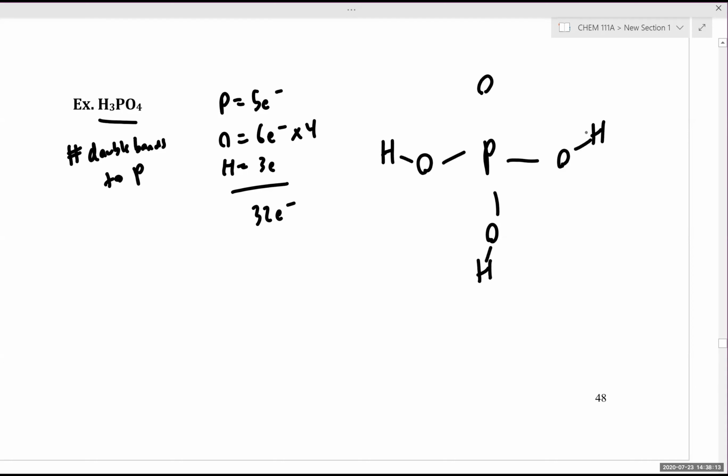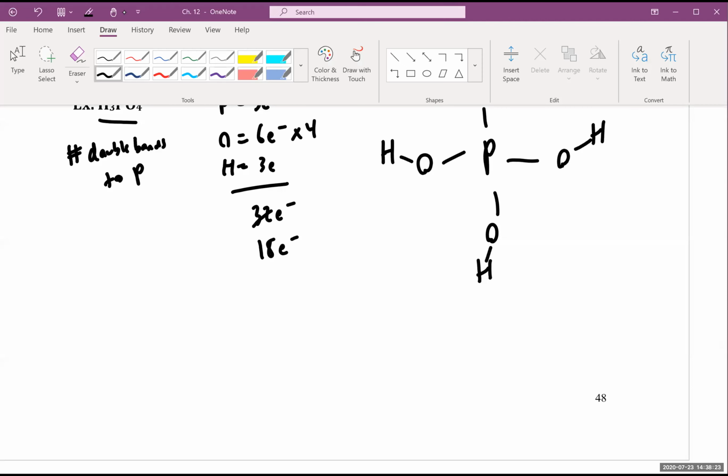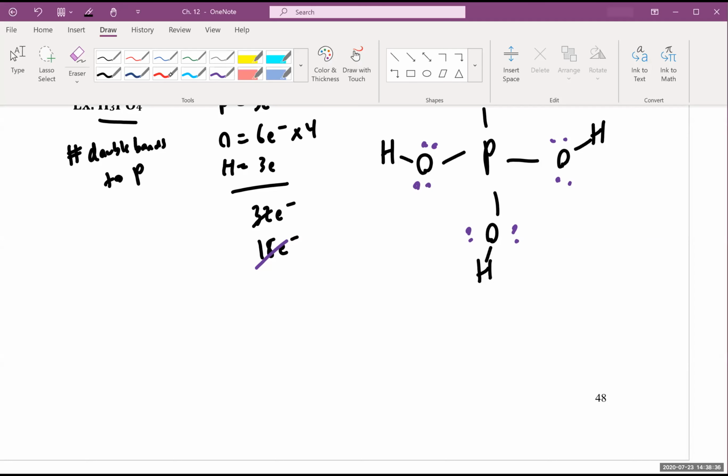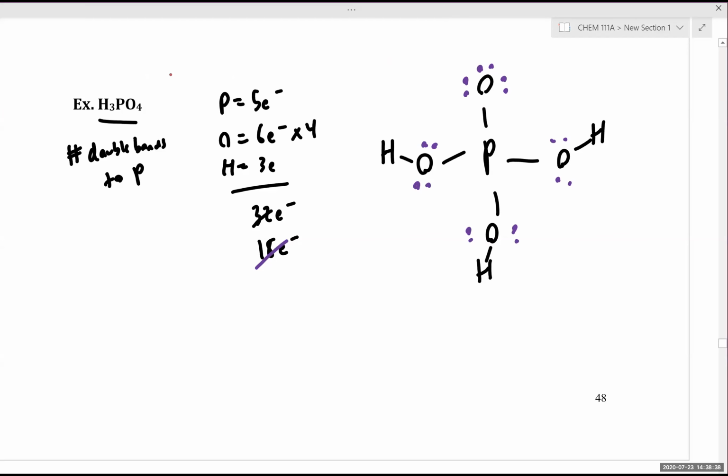Now we form one bond each. So we formed 2, 4, 6, 8, 10, 12, 14. We used up 14 electrons, so that means we have 18 electrons remaining. We now add our lone pairs to each oxygen: 2, 4, 6, 8, 10, 12, 14, 16, 18. We're out of electrons, and on the onset it looks like we fulfilled the octet rule.